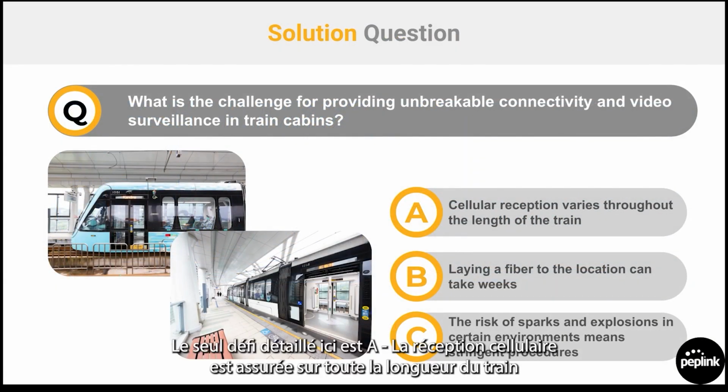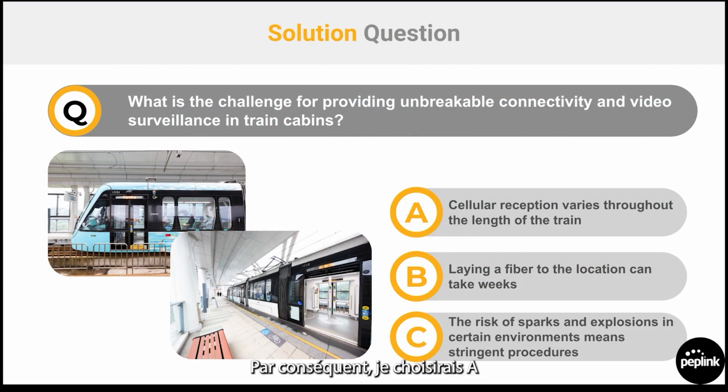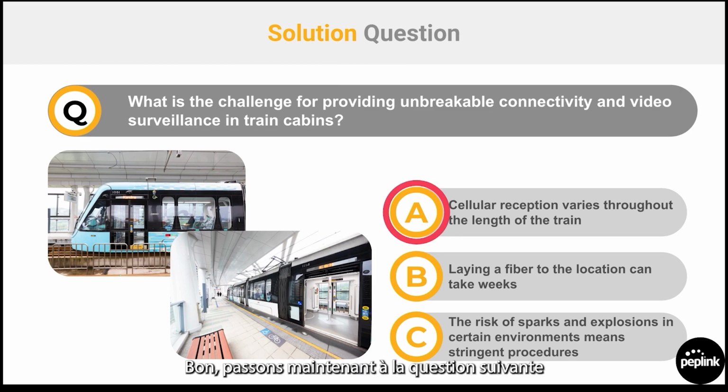The only challenge that is detailed here is A, cellular reception varies throughout the length of the train. Therefore, I would choose A. Is this question correct? Yes, A is the correct answer. Okay, now for the next question.